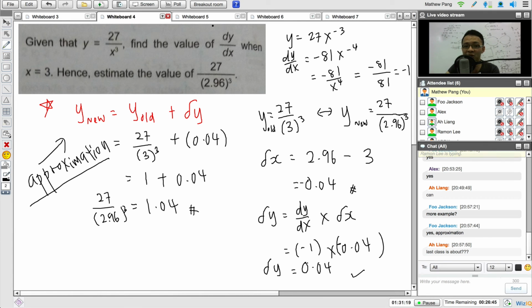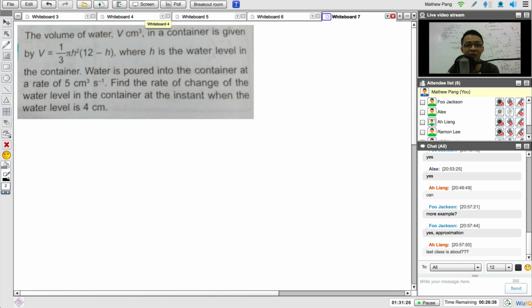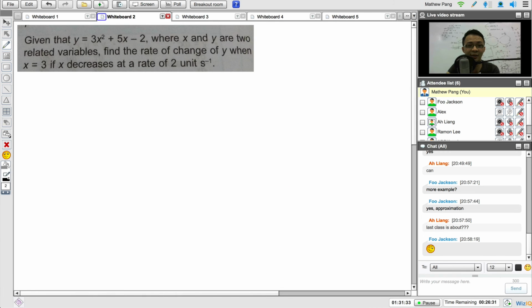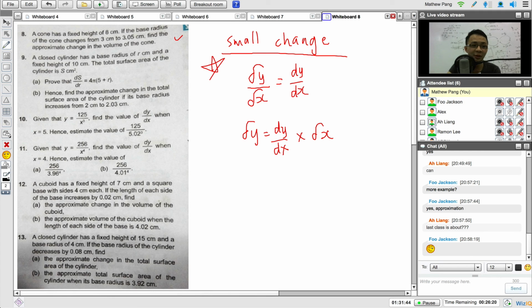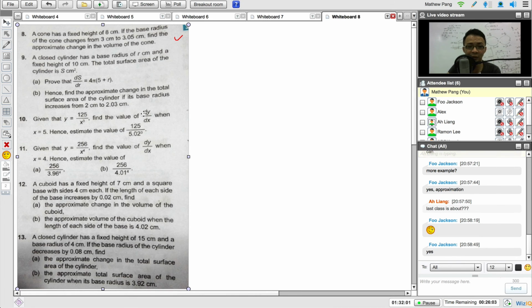Okay, let me take one more approximation example, to make sure you can understand what is going on. Let me see, do we still have approximation over here? I think at the beginning. Not this one, this one is rate of change. Where's my approximation? Okay, it's over here. Let me find an example. Can you see the question over here? Okay, good. Let's have a look at question number 10.